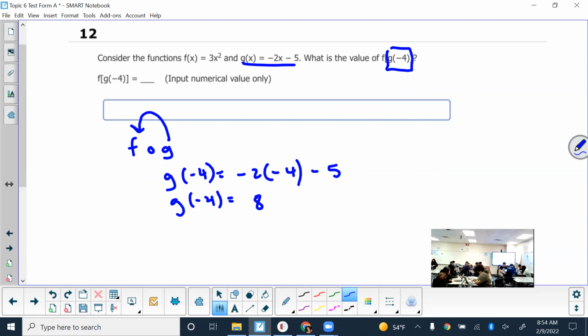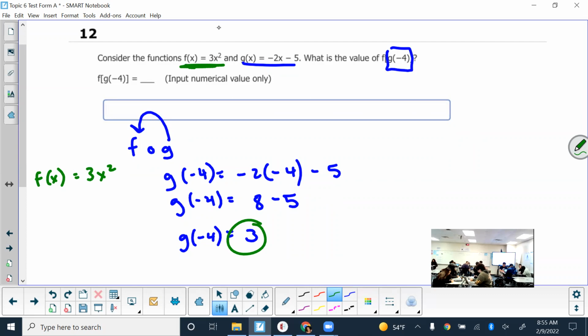+8, and then minus 5, +3. So g of -4 equals 3. So we're going to take that 3, because that's what g of -4 equals, and that is going to be plugged into the f of x function for the x, because it says f of g of -4.